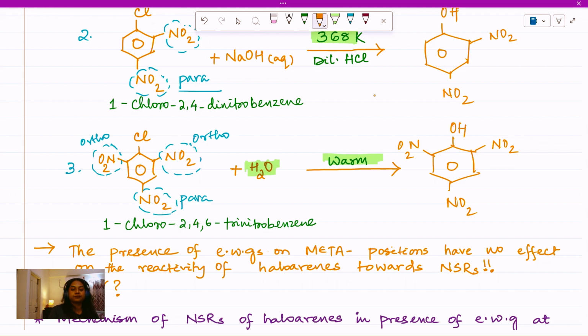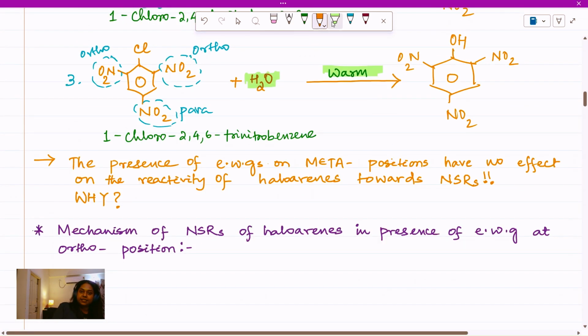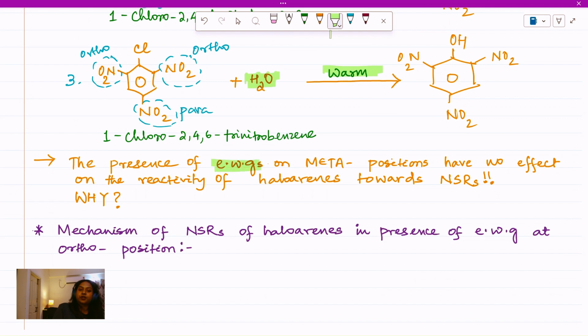Got this, Gaurav? Yes. Okay, but the story that we've talked about is only taking place at ortho and para. So essentially, when you have electron withdrawing groups at meta, you see almost no effect on the reactivity of haloarenes towards nucleophilic substitution reaction.